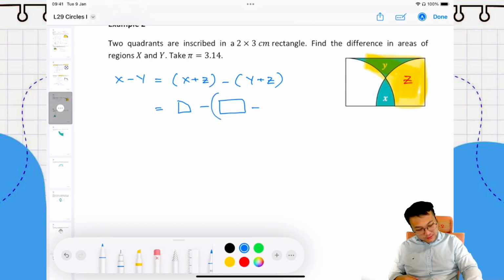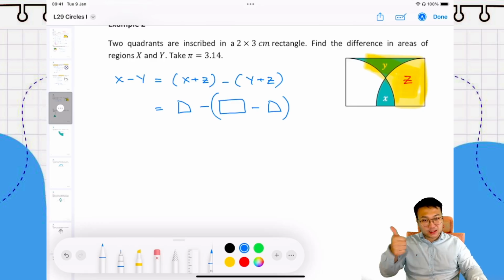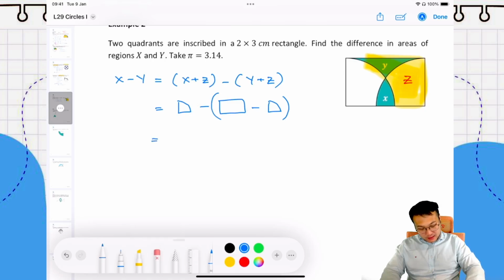Yes, rectangle minus the quadrant. Then you'll get y plus z. At least these are shapes that we recognize, rectangle and quadrant. However, do you notice that there's a negative sign here? When you have two negative signs, what do you think you'll get? Positive. Very good. So we'll get a quadrant minus a rectangle plus a quadrant.